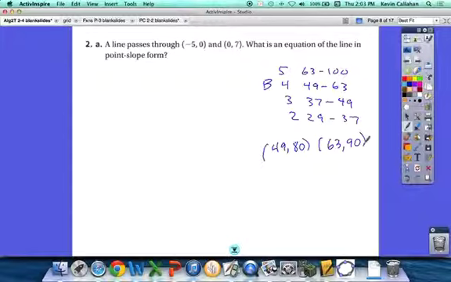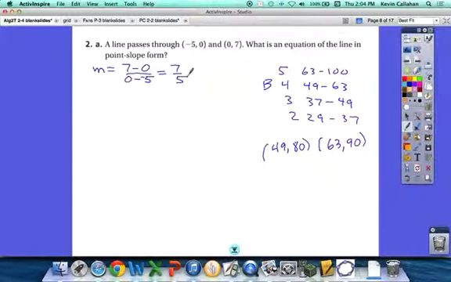So let's see. We've already said the strategy here is going to be calculate the slope first and then use that to come up with the equation. So the slope in this case will be y2 minus y1, 7 minus 0 over 0 minus negative 5, which is 7/5.